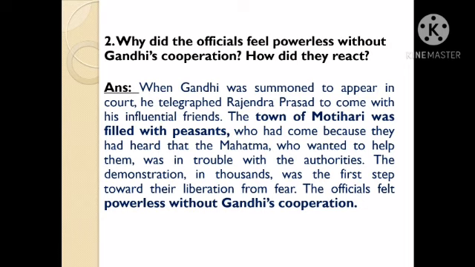Question number 2. Why did the officials feel powerless without Gandhi's cooperation? How did they react? Answer. When Gandhiji was summoned, which means given an official order by the court, to appear in court, he telegraphed Rajendra Prasad, the lawyer, to come with his influential friends. The town of Motihari was filled with peasants who had come because they had heard that the Mahatma, Mahatma Gandhi, who wanted to help them, was in trouble with the authorities.